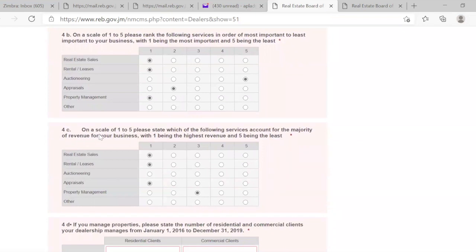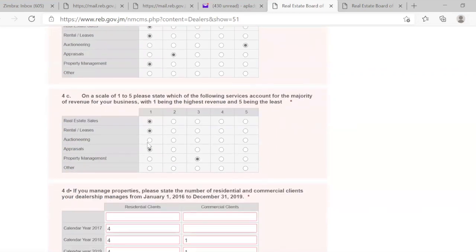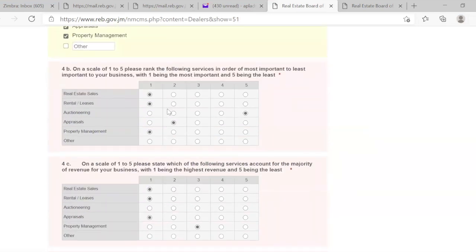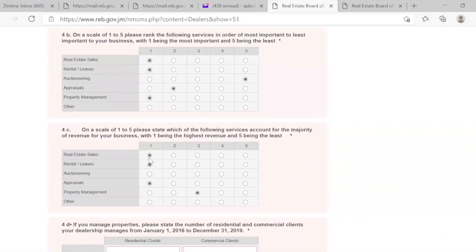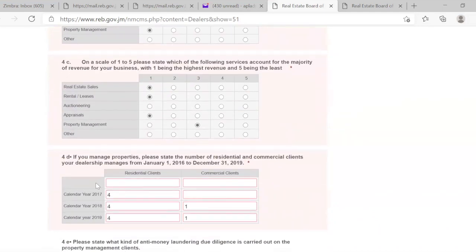Question 4C said, on a scale of 1 to 5, please state which of the following services account for the majority of revenue for your business, with 1 being the highest revenue and 5 being the least. So here, similar to question 4B, you select the one with the highest rating for your dealership, right?